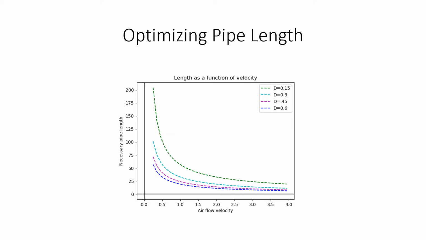I did the same with velocity, and you can see that as the velocity increases, the necessary length of pipe decreases as well. So in order to get a short enough length of pipe that we can do this project without needing 50 or 60 meters of pipe, we just need a slightly higher airflow velocity and a slightly larger diameter.